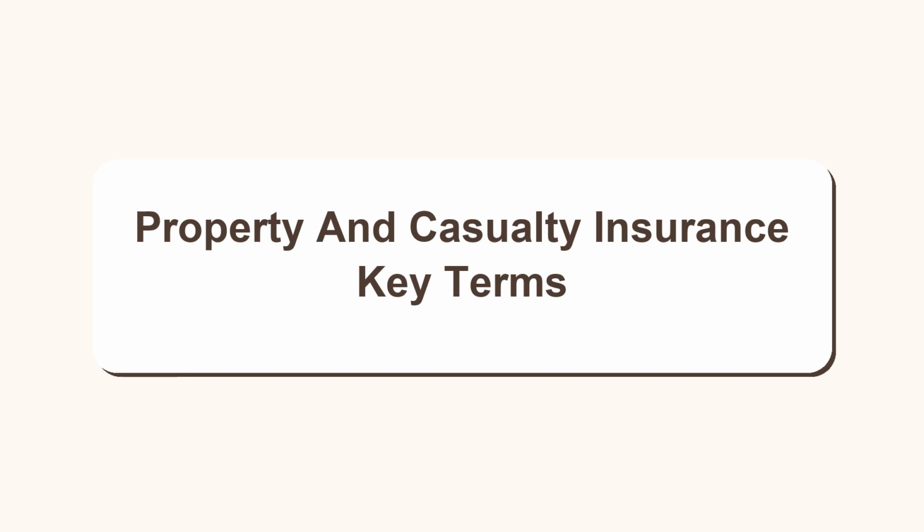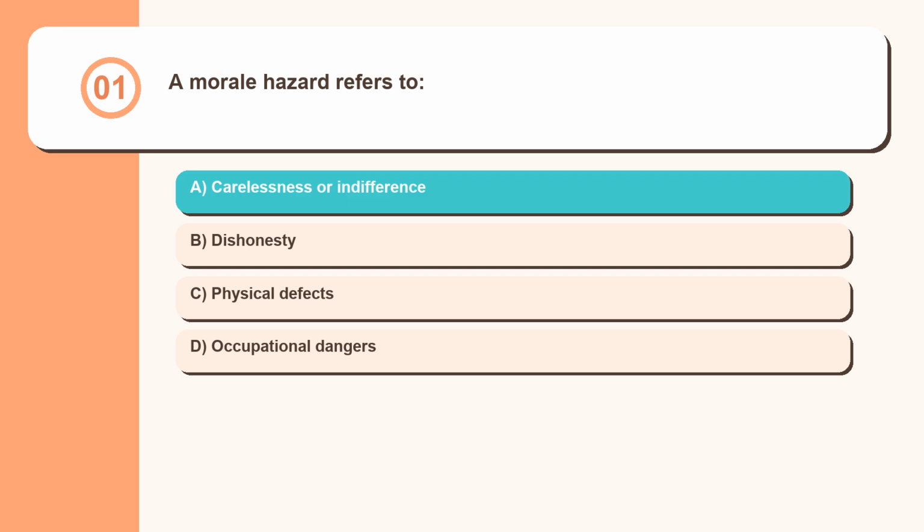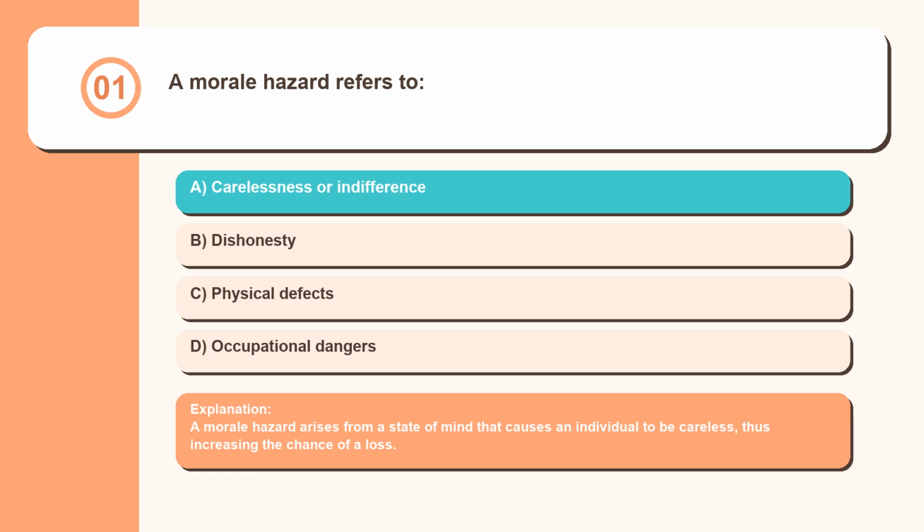Property and casualty insurance key terms. Question 1. A morale hazard refers to: carelessness or indifference, dishonesty, physical defects, occupational dangers? A morale hazard arises from a state of mind that causes an individual to be careless, thus increasing the chance of a loss.